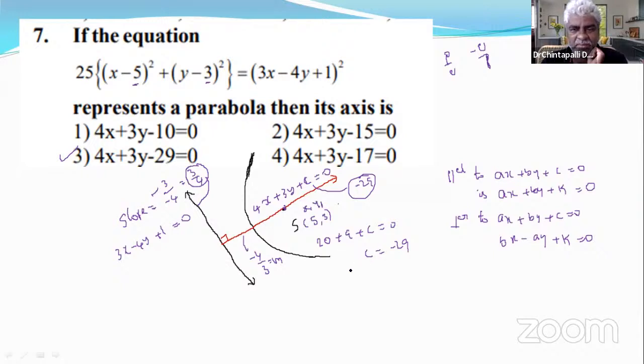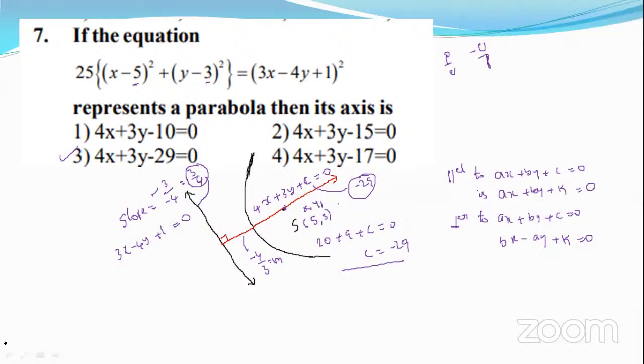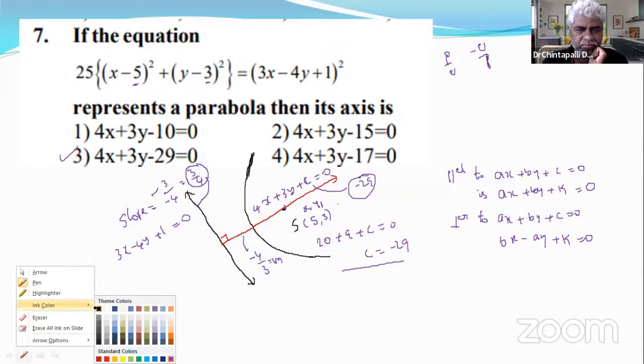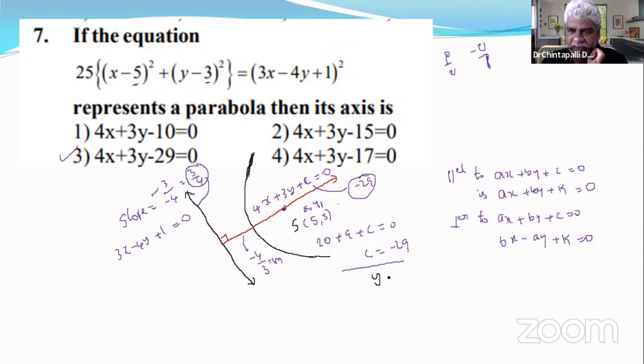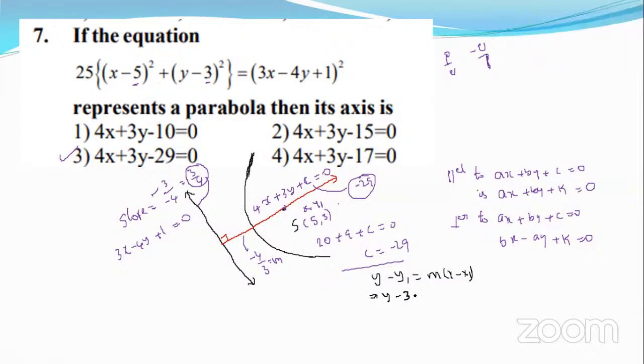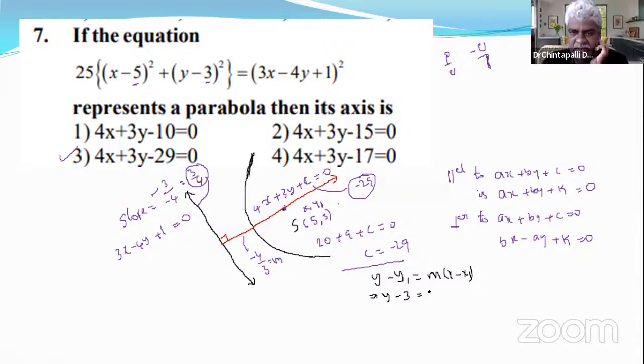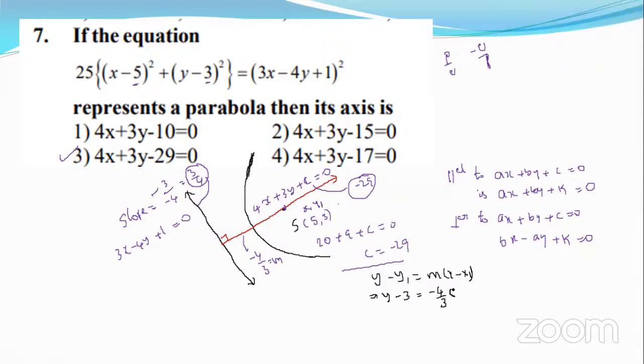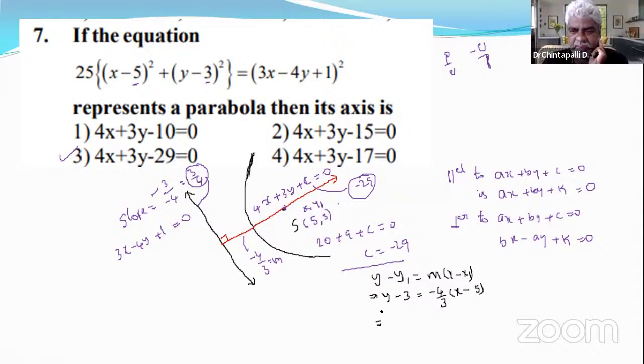You are well aware of the point-slope form: y minus y1 equals m times x minus x1. Here y minus y1 means y minus 3, and m means negative 4 by 3, times x minus 5. Bring this 3 to the left hand side so that it multiplies: 3y minus 9 is equal to minus 4x plus 20.